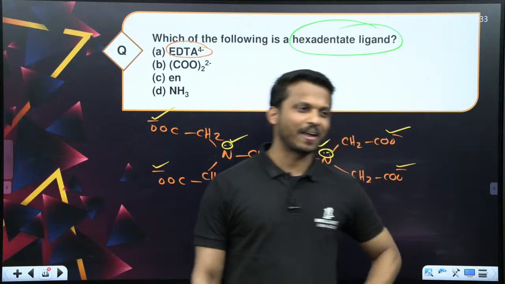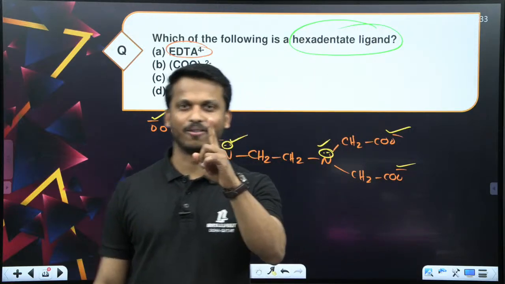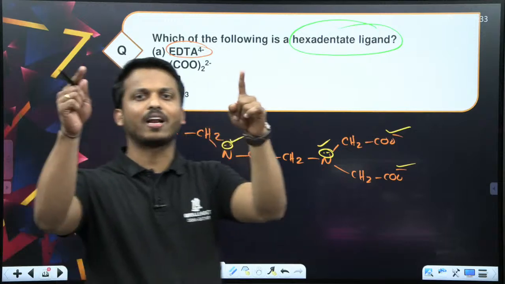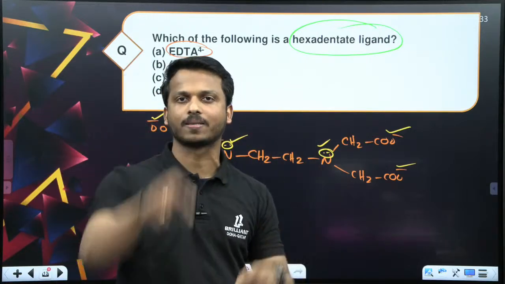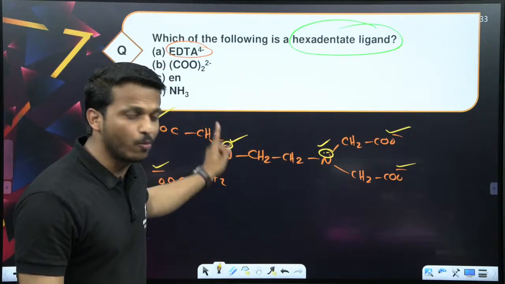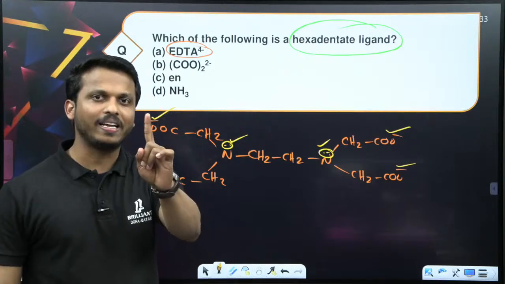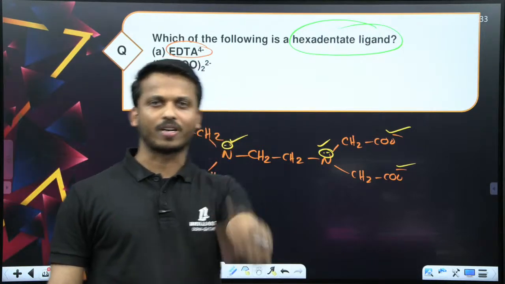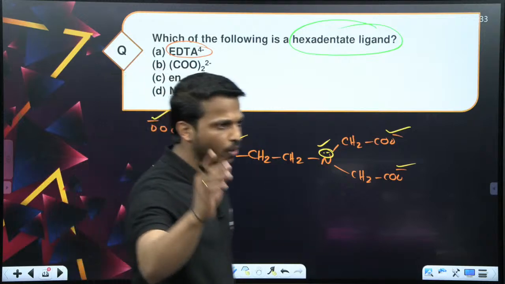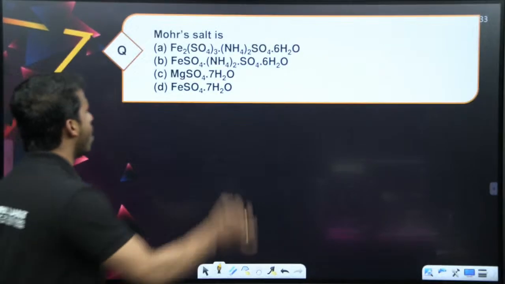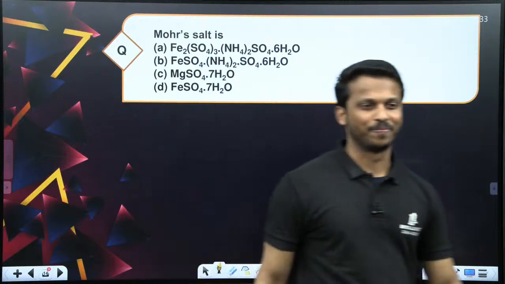Venkita, yes, correct. Only one is enough. Only one, because for an octahedral complex the coordination number is 6. One EDTA gives 6 sites. So one EDTA is enough to make one octahedral complex. Okay, so please keep that point in mind. Yes, correct, Nachi.